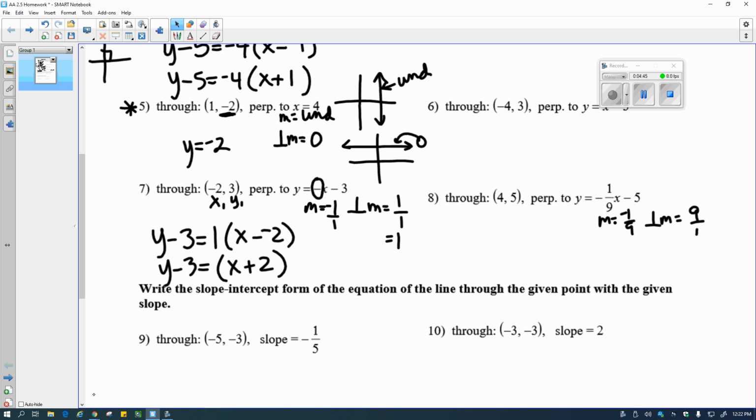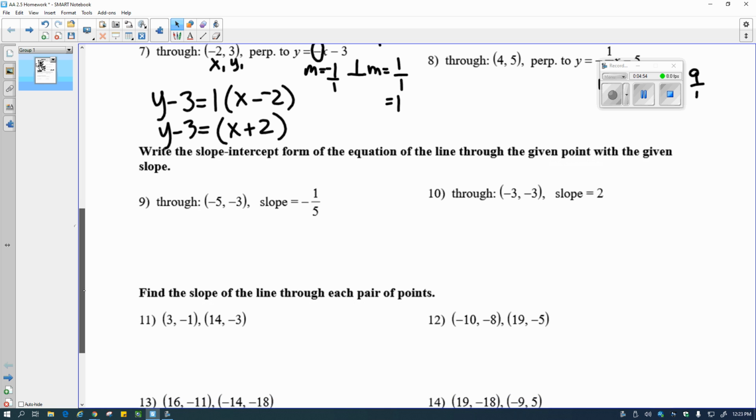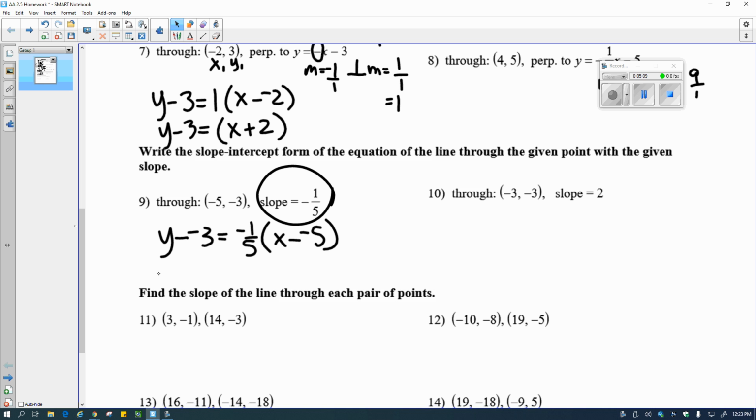And that's all I want you to do. You don't need to go any further than that. Just figure out what your slope is and plug it in. I can do the same thing on this next one too. This one is giving me the slope right away. I don't even have to go any further. This is y minus negative 3 equals my slope times x minus negative 5. And so y plus 3 equals negative 1/5 times x plus 5. I'm done. Call it a day.